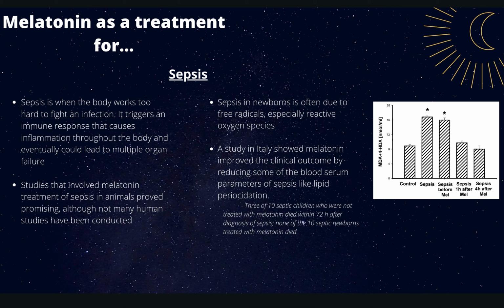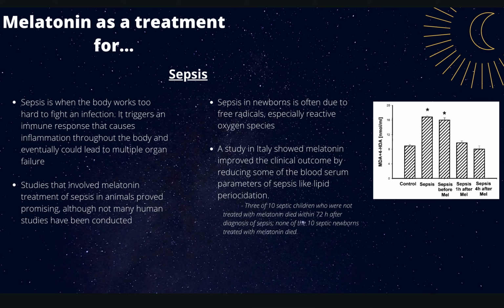A less obvious medical application as far as melatonin is concerned is sepsis. Sepsis is when the body works too hard to fight an infection. Pretty much the infection can go from one part of the body and spread throughout the body through the bloodstream. And so the immune system works really hard, sometimes too hard, and triggers this widespread inflammatory response. That, in combination with infection, could lead to multiple organ failure.